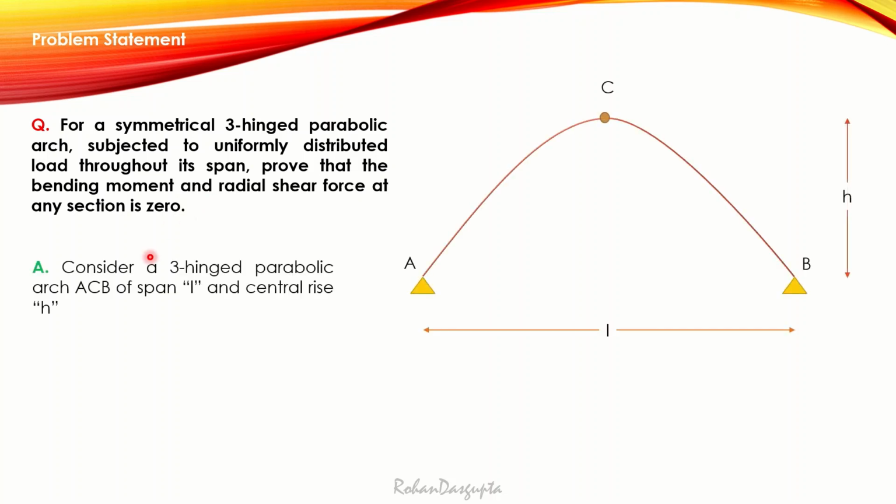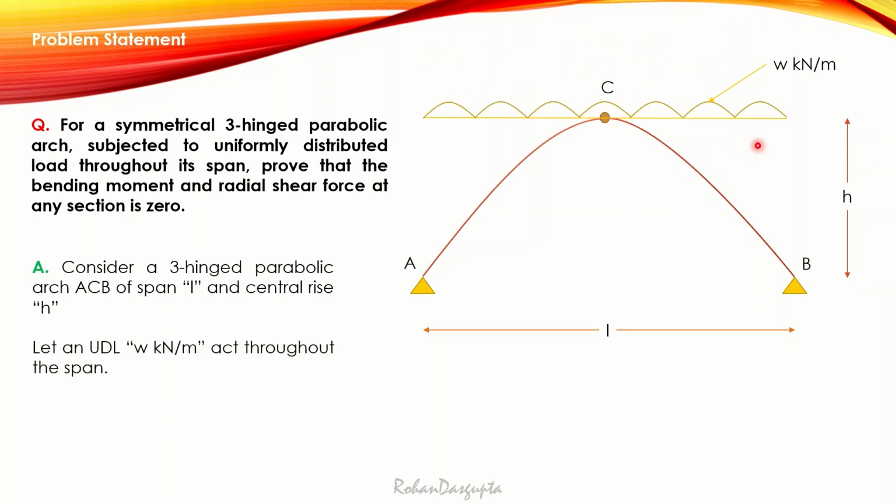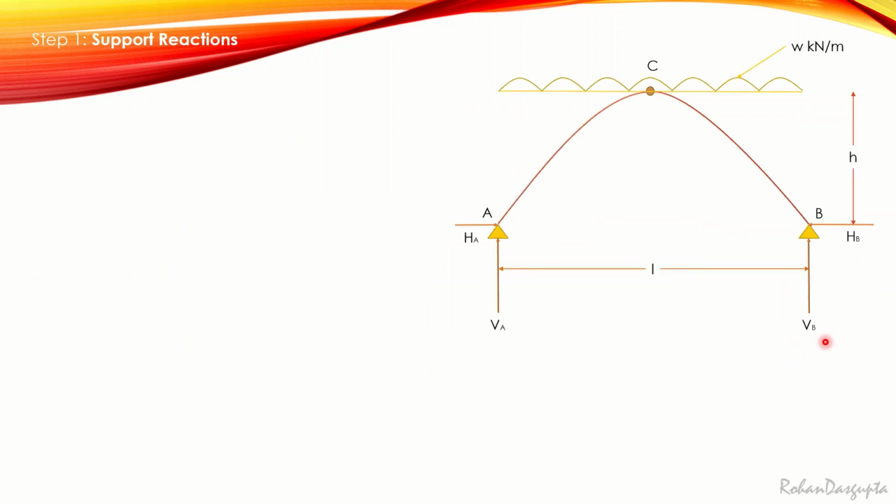To begin with, let us consider a three-hinged parabolic arch ACB, which has a span of length L and a central rise H. Now let us consider a UDL of W kilonewton per meter acting throughout the span, and as soon as the UDL is applied, the support reactions are going to come into play, which are vertical at A, horizontal at A, vertical at B, and horizontal at B. So our first task is to find out the support reactions, and for that we are going to start by using the equations of equilibrium.